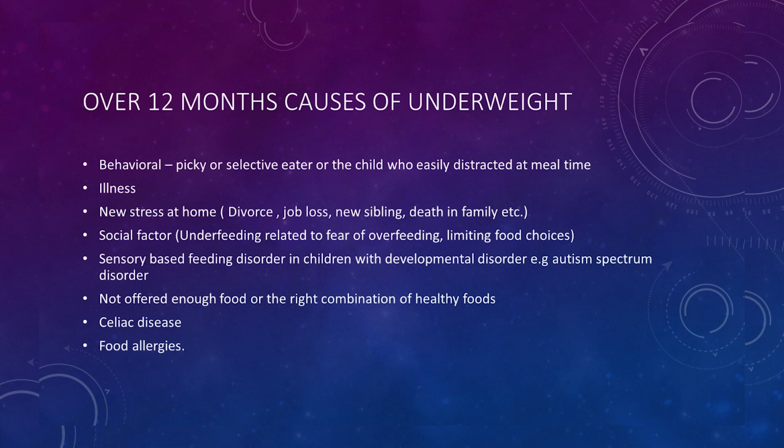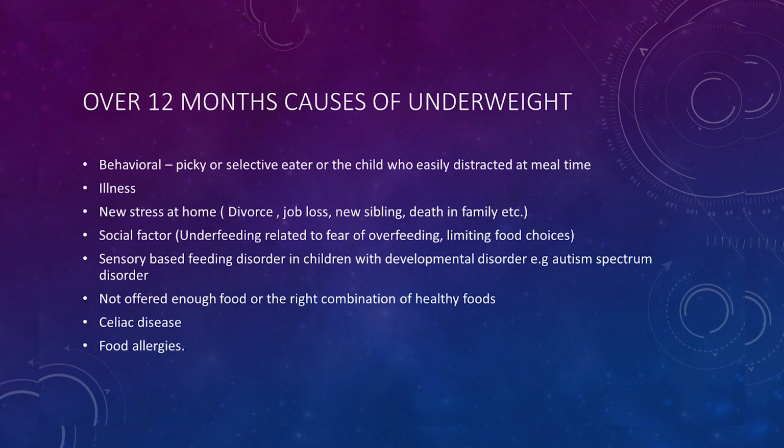New stress at home, like divorce, a jobless father, a divorced mother, or a new sibling. As the new sibling is born, importance is not given to the first child. Then any death in the family, etc. These are the factors which again affect the attention given to the child, and the child doesn't get its required nutrition. Then social factors like underfeeding related to fear of overfeeding, limiting food choices.